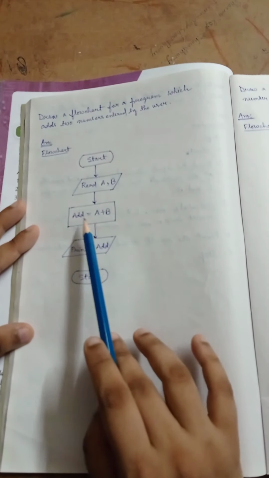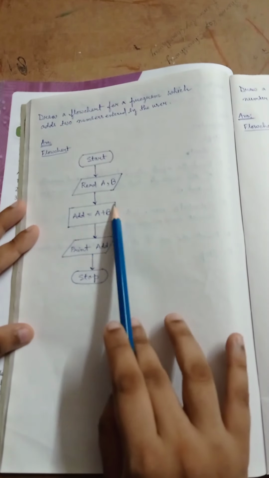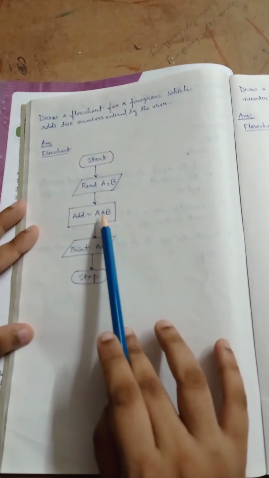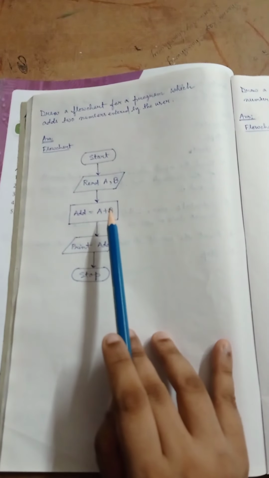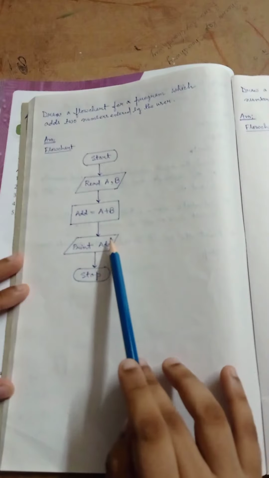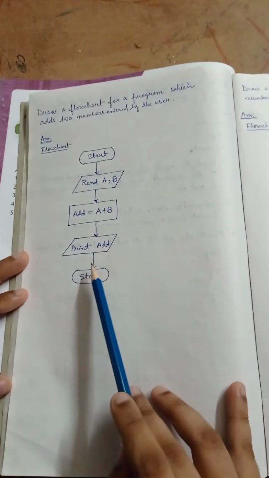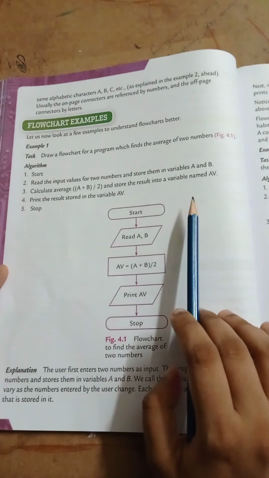Next is the process symbol, because we have to add these two numbers. So add is equal to A plus B. Here add is a variable, A is a variable and B is also a variable. Next, print add. This is the output symbol. This is also a parallelogram symbol. And last is stop.